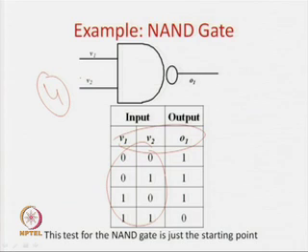I will give all the inputs, and then I will see whether the output in the first 3 cases is 1, and if the input is 1 1, the answer should be 0. If I find that, I know that the gate is okay. I can say that the gate is functionally okay.